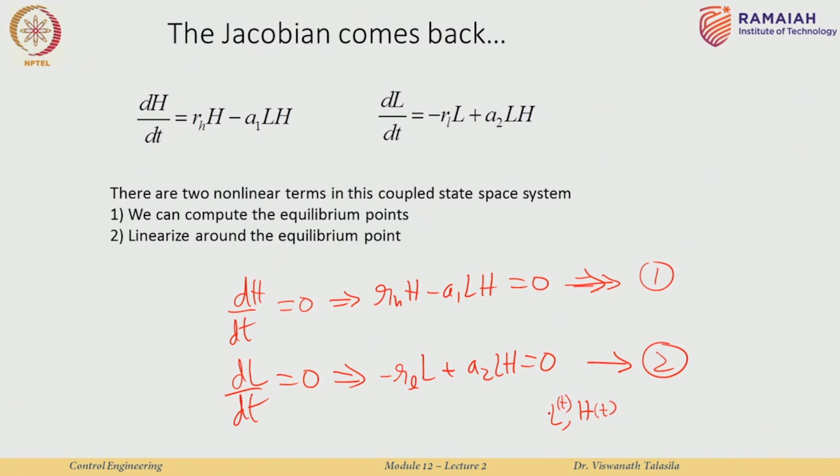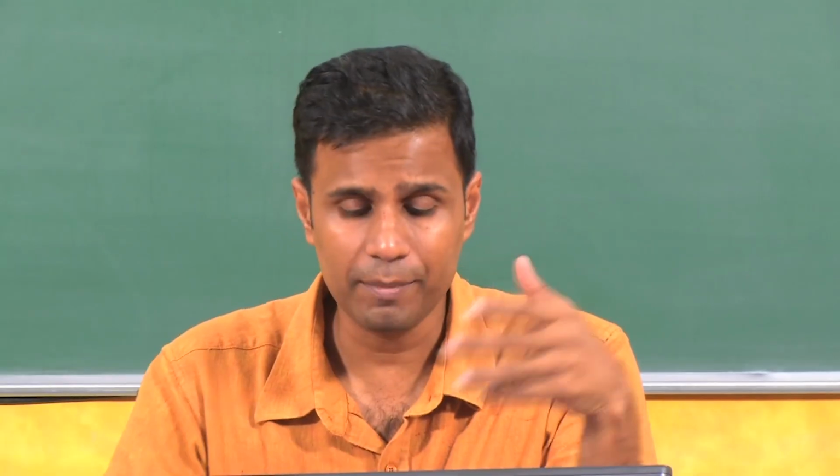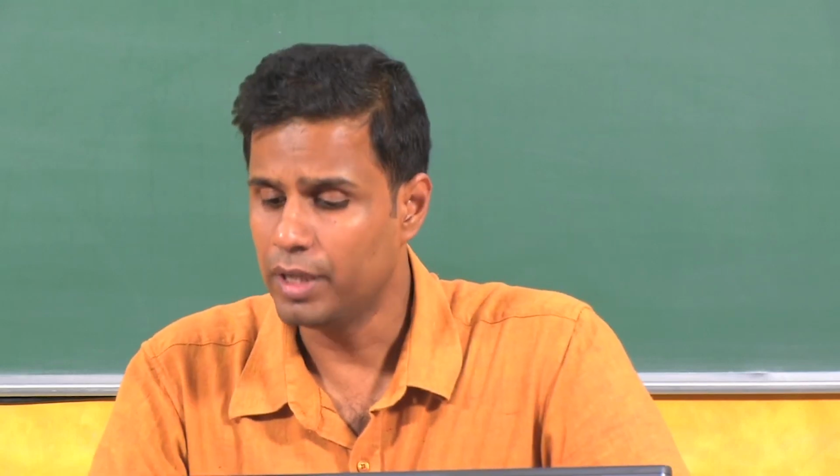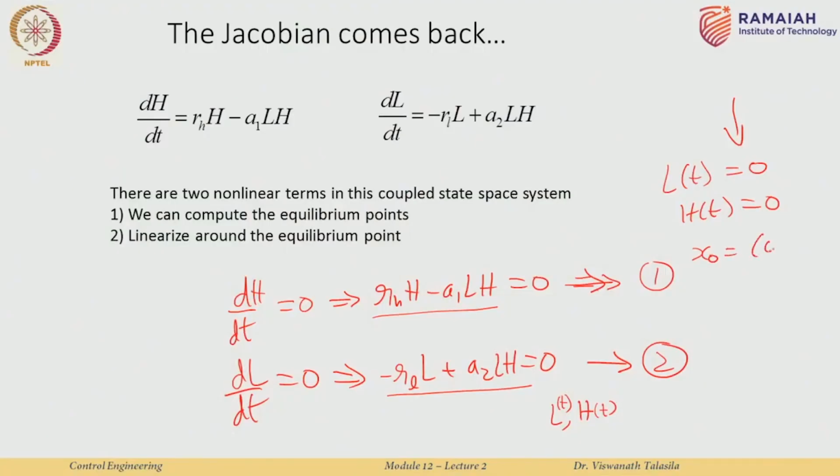The trivial solution of this equation being equal to 0 and that equation being equal to 0 is L of t equal to 0 and H of t equal to 0. So, this is an equilibrium point, and remember in the previous example we had a one dimensional system, so the equilibrium point was just one single scalar value. Now, the equilibrium point x naught is basically 0 comma 0. That is one equilibrium point, and this is the trivial equilibrium point.